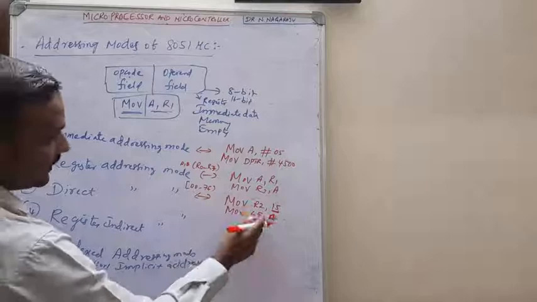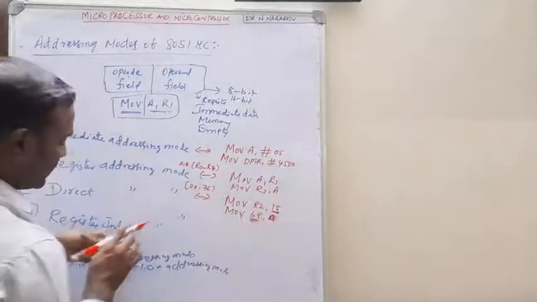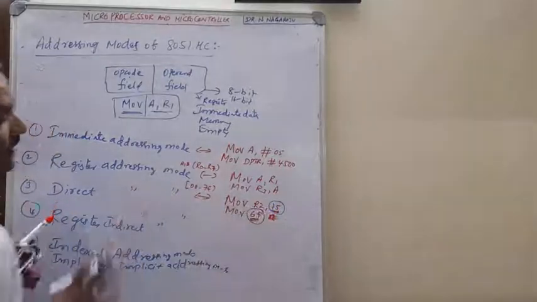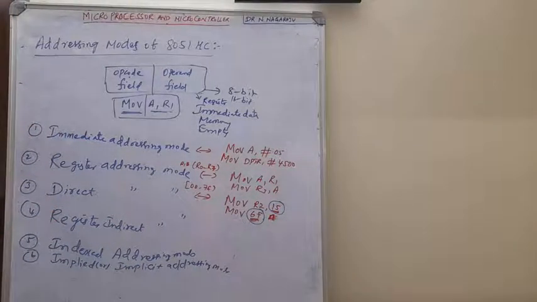So here these two are direct addresses. Direct 8-bit addresses which are given in the instruction itself. So that type of addressing mode is called direct addressing mode. Next, register indirect addressing mode.